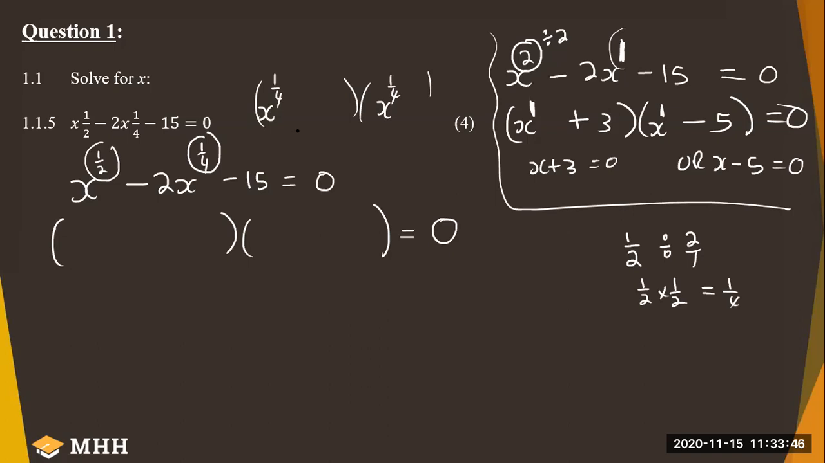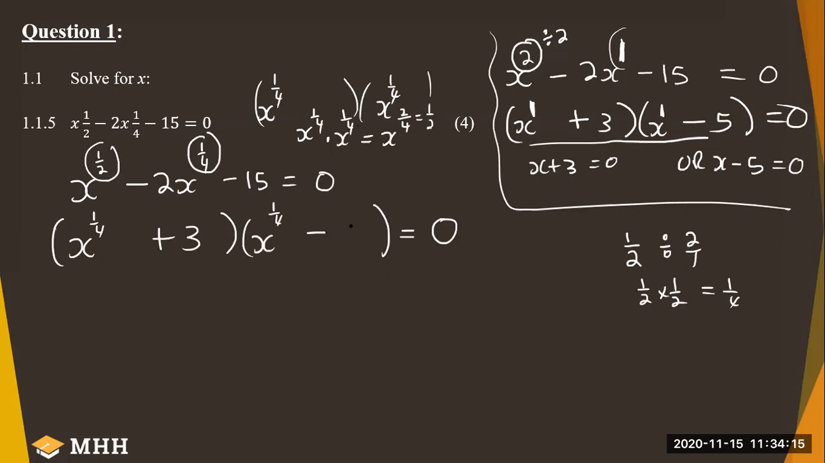And if you multiply this again, it will be x to the power of a quarter times x to the power of a quarter. A quarter plus a quarter gives you 2 quarters. And that is 1 over 2. That's a half. All right, so then it's going to be x to the power of a quarter plus 3, because I already factorized it there, and x to the power of a quarter minus 5.